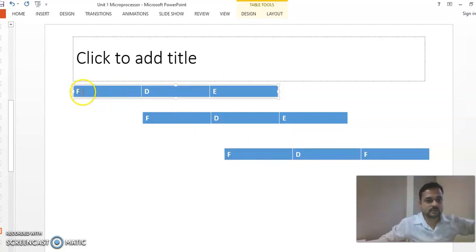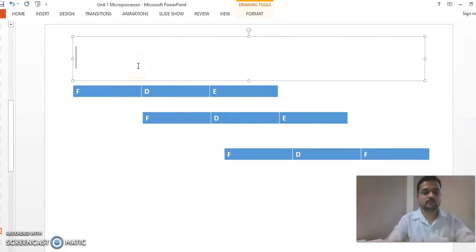So see here, first instruction fetching, then decoding. When the first instruction is decoding, the second instruction is fetching. When the first instruction is executing, the second instruction is decoding and the third instruction is fetching. Then the second instruction executes and the third instruction decodes, and it goes on like this. So this is called three-stage pipelining.